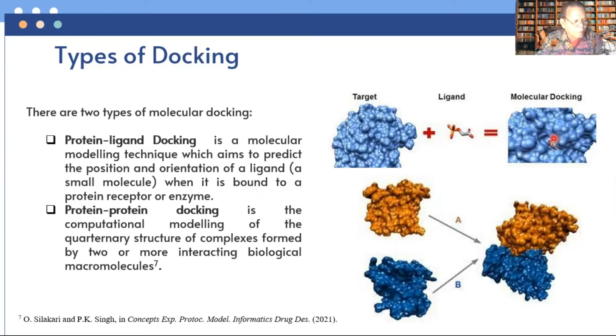Then the second one is protein docking. Protein docking is the computational modeling of the quaternary structure of complexes formed by two or more interacting biological macromolecules. Docking itself only produces plausible candidate structures. These candidates must be ranked using methods such as scoring functions to identify structures that are most likely to occur in nature. So let's see the picture one more time. This is the target, the ligand, then we have in hand molecular docking. Then see this one.